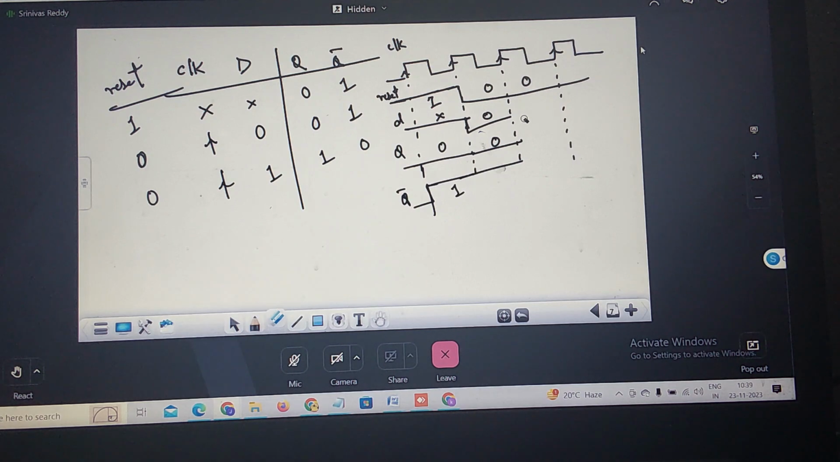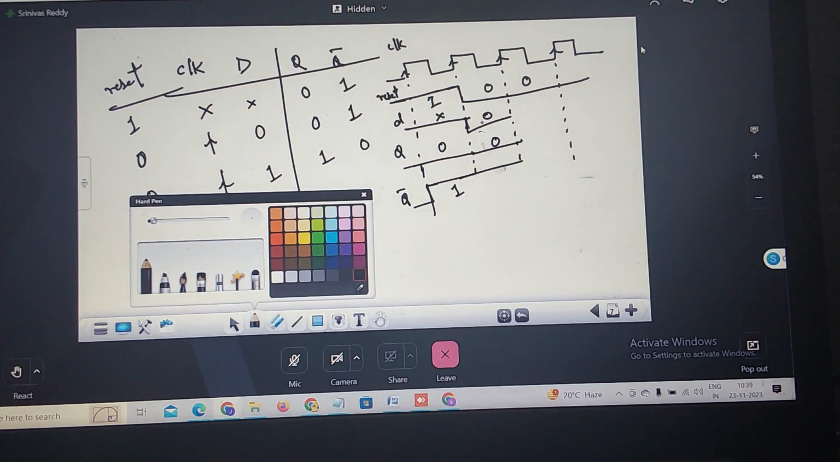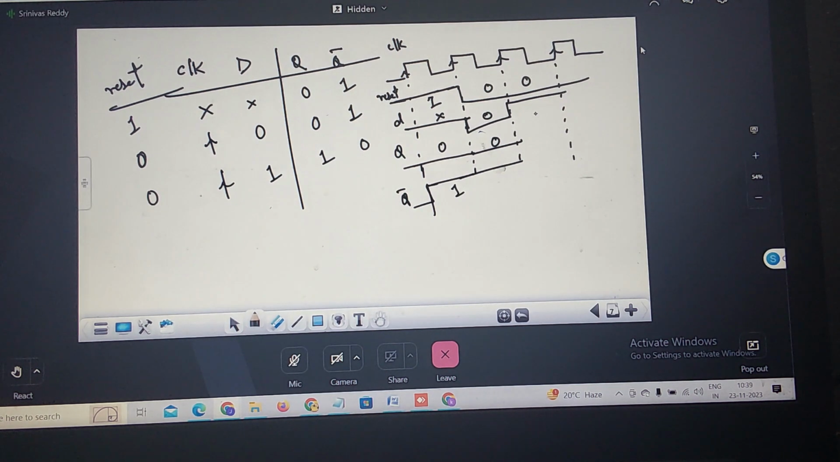If D is equal to 1, correct? What do I want to do? What does D flip-flop mean? Q follows D. Now Q should be 1 and Q bar should be 0, the complement of this.